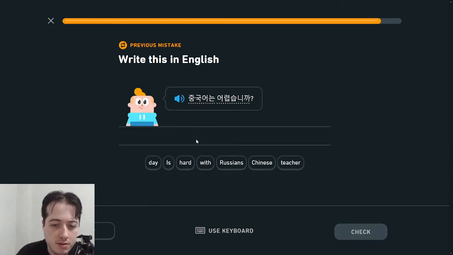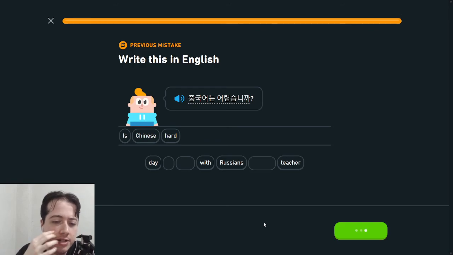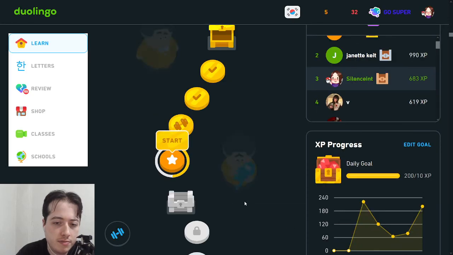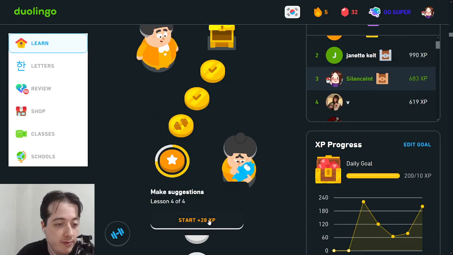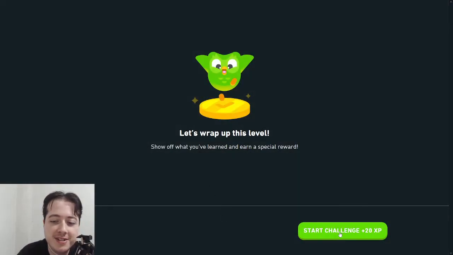중국어는 어렵습니까? Is Chinese difficult? Hard. I think it's the same as difficult. But usually, difficult. I think it's more common. And we have one last exercise lesson. So I think after this one I'm done. It's been 1 hour, 20 minutes.